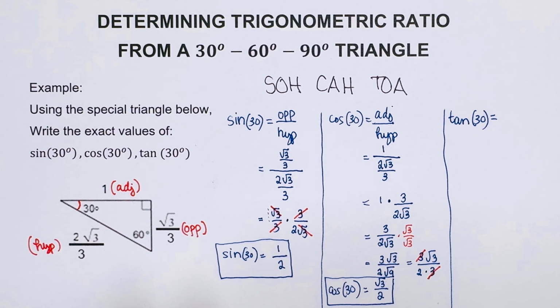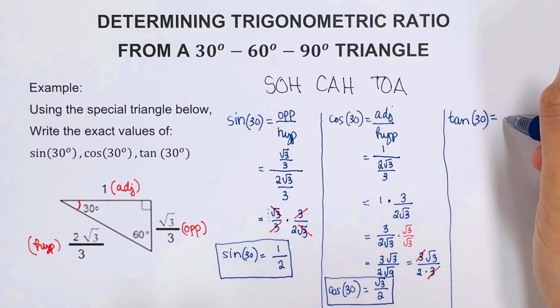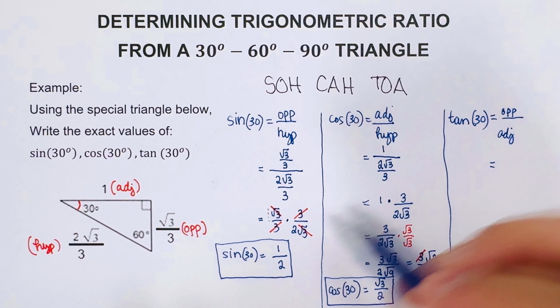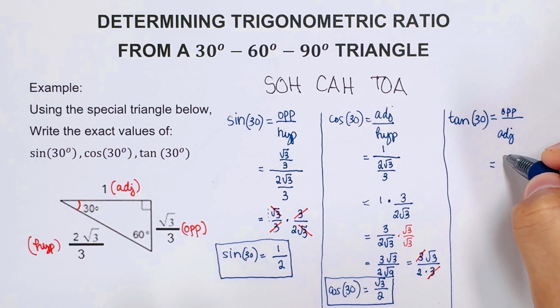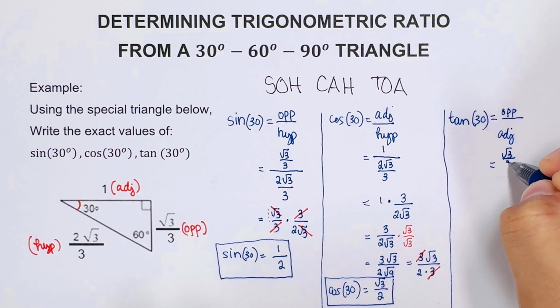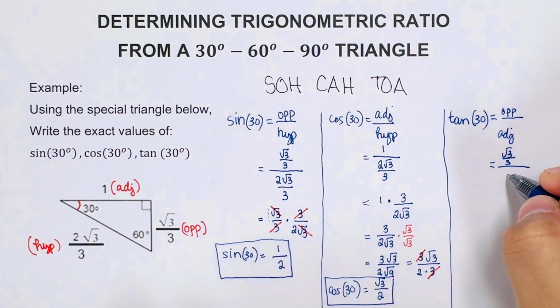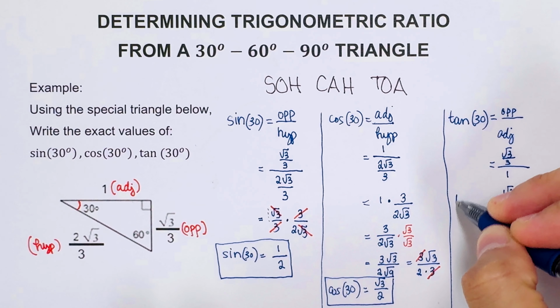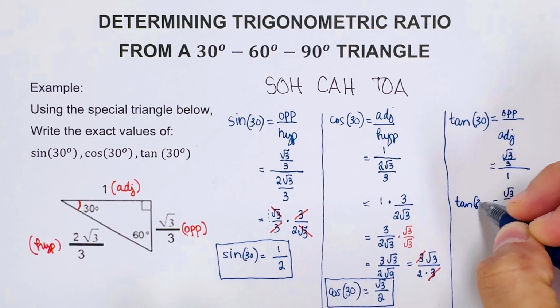Okay, so let's go over tangent 30 here. Tangent is TOA, that's opposite over adjacent. So the opposite here is square root of 3 over 3. So I write square root of 3 over 3. The adjacent is 1. Anything divided by 1 is the same number, right? So what should be tangent 30 then? Square root of 3 over 3. So this is tangent 30.